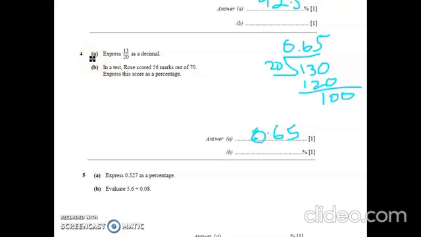In a test, Rose scored 56 marks out of 70, and you have to express this as a percentage. You simply multiply it by 100. So 56 divided by 70 multiplied by 100, that is 80%. So she scored 80% marks.